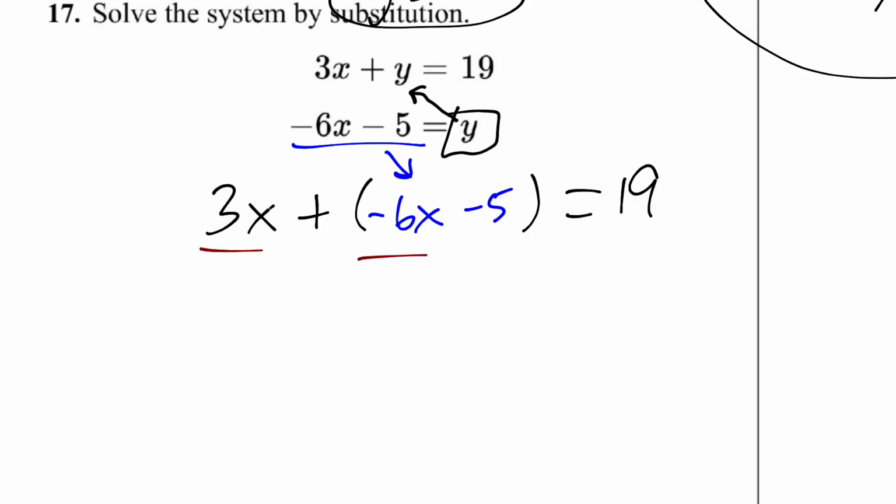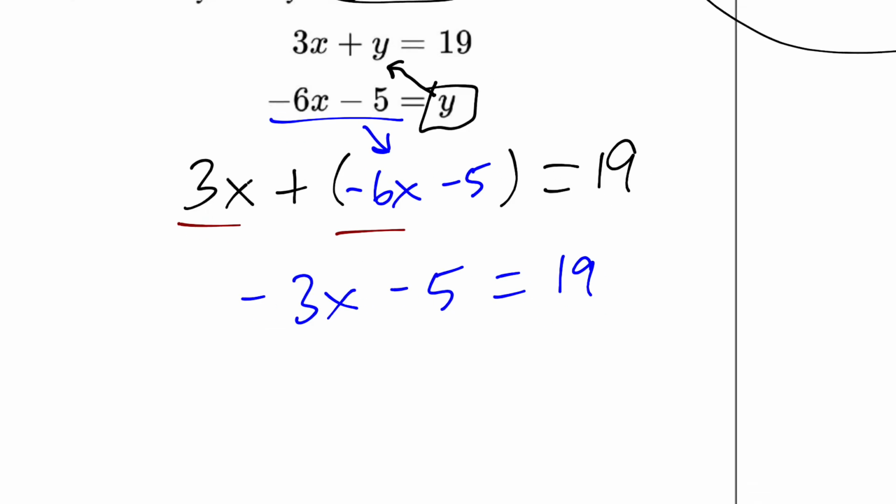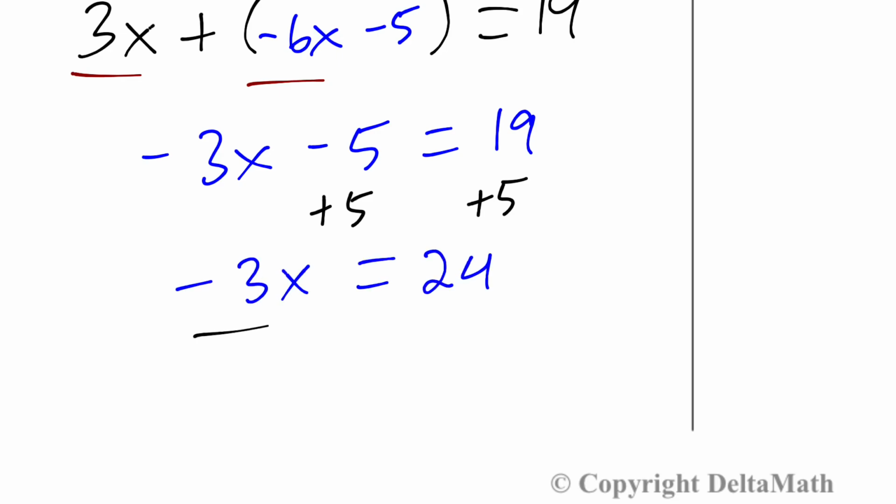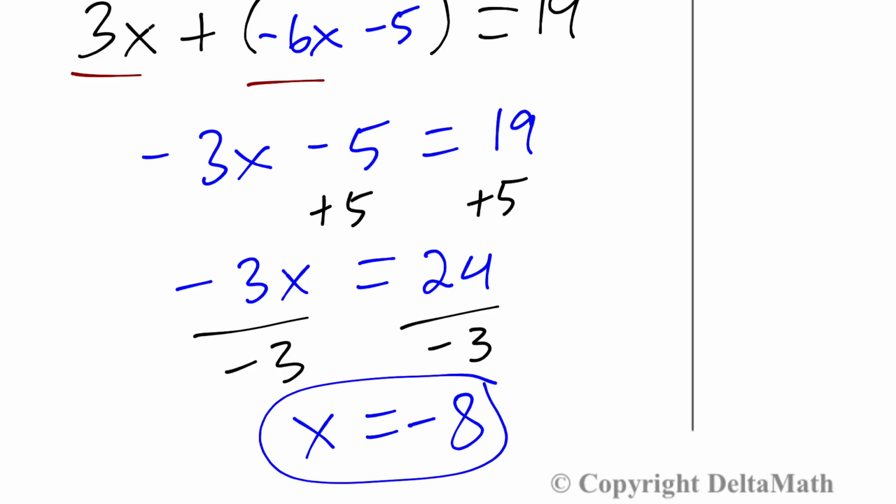My x terms can be combined. 3 minus 6 is negative 3x. Everything else just carries down exactly as written. Now I have a two-step equation. Add 5 to both sides. Negative 3x is equal to 24. Divide by negative 3 on both sides. X is equal to negative 8. That's half of my answer.